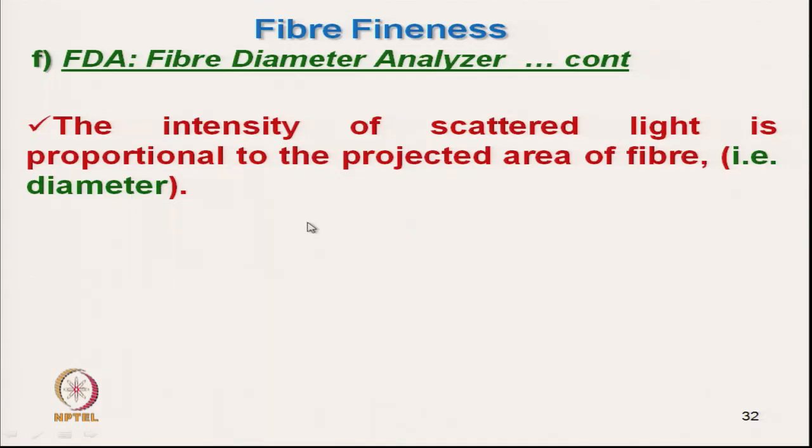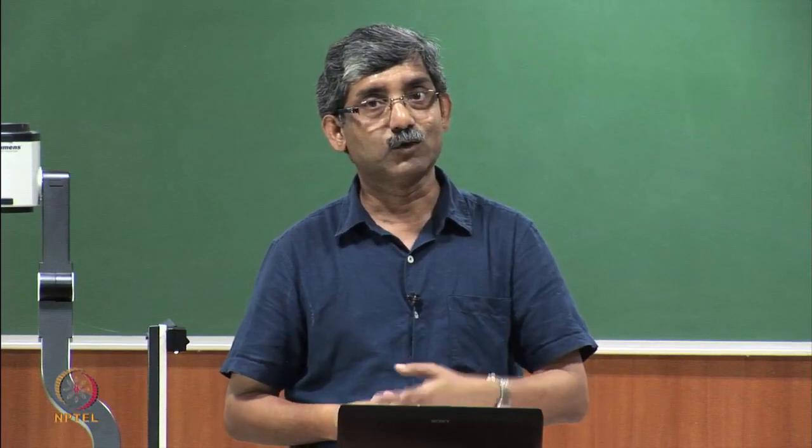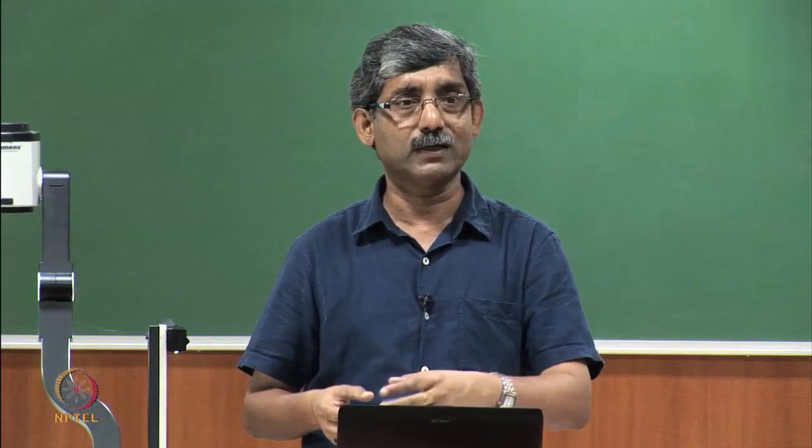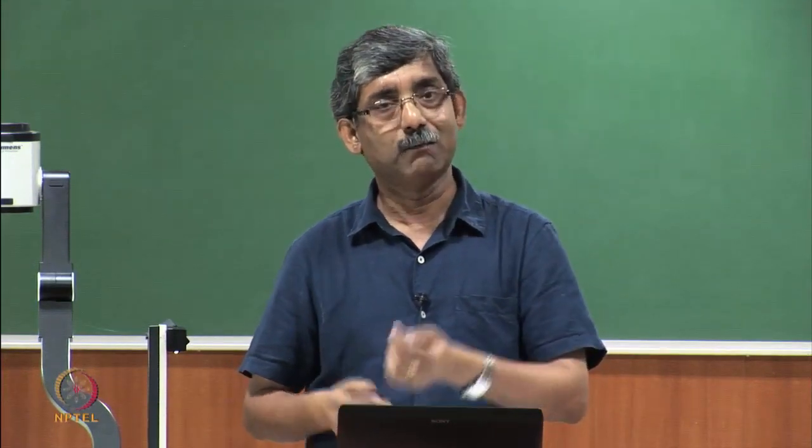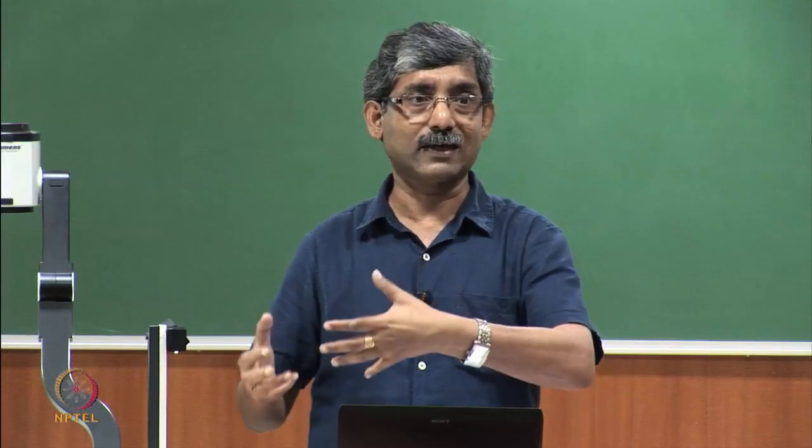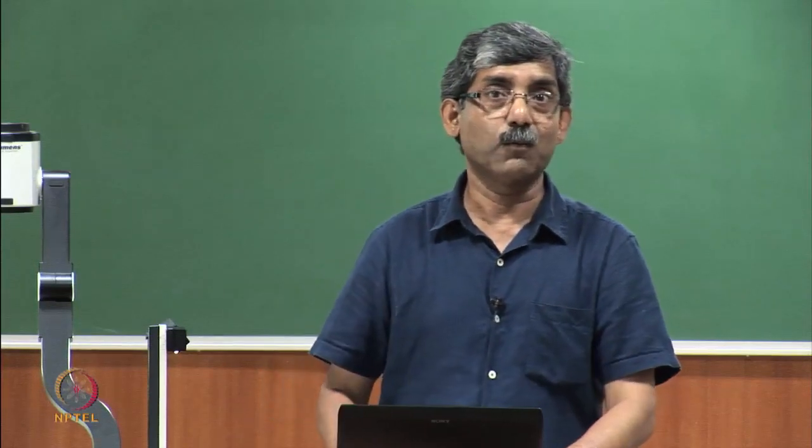Now, let us see. The intensity of scattered light is proportional to the projected area of the fiber. That means the higher the diameter, the higher the intensity of light scattered. Most of the fibers are less than the 200 micron beam diameter, but what we are measuring is the quantity of scattered light. The quantity of scattered light is proportional to the diameter of the fiber, so higher scattering means higher diameter.